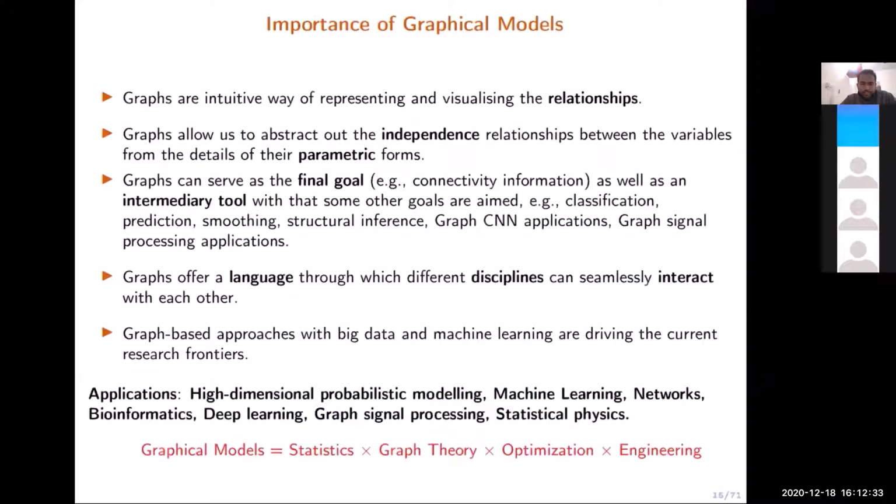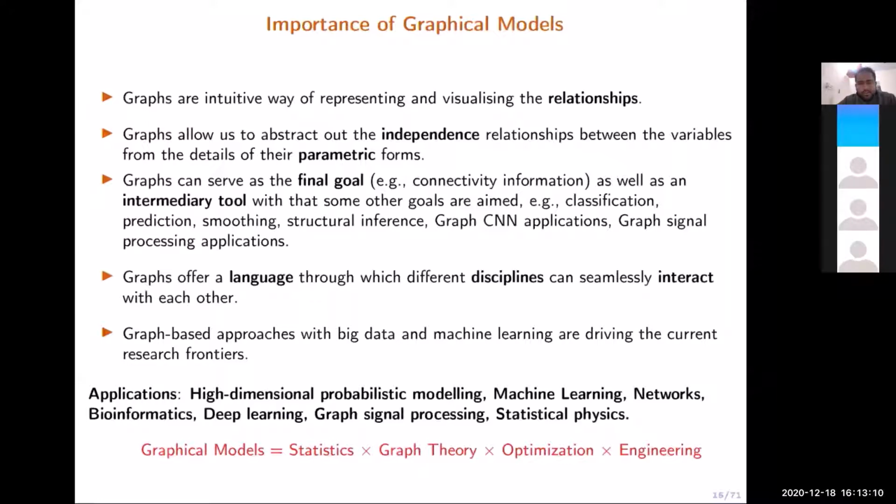This just summarizes what we can do with graphs. Graphs are an intuitive way of representing and visualizing relationships. They also allow us to abstract out the independence relationship between two variables just by looking at the parametric form. In many cases, graphs can serve as the final goal, where the connectivity information itself is the goal. We want to check the dependencies between two variables, or graphs can be used as an intermediary tool, like in graph CNN, network science, and graph signal processing applications. In both cases, graphs play a very important role.